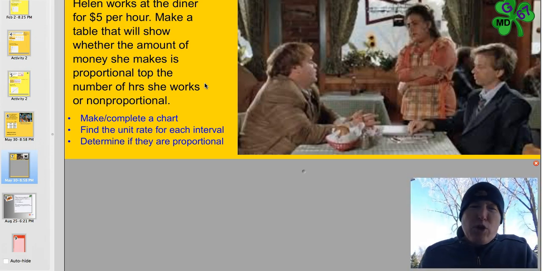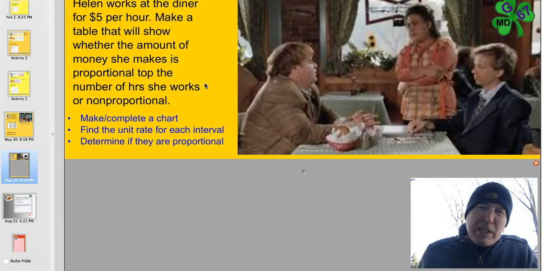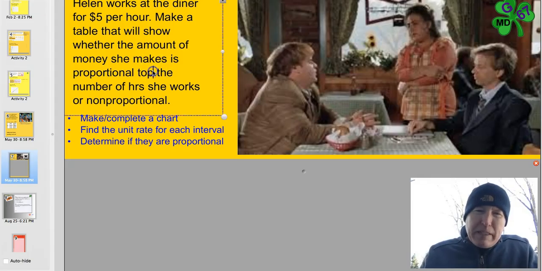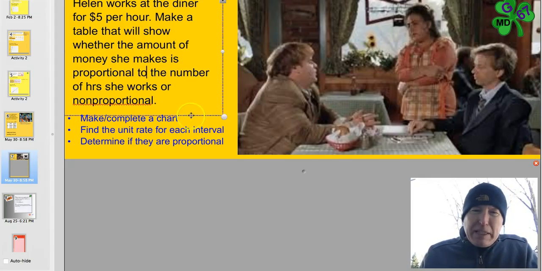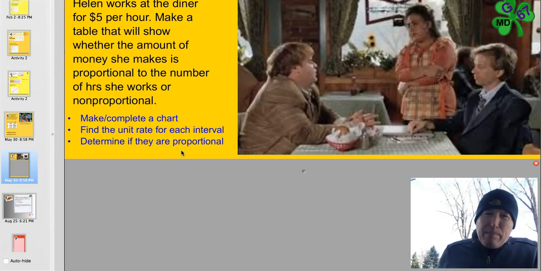Make a table that will show whether the amount of money she makes is proportional to the number of hours she works, or if it's non-proportional. I think I made a couple of mistakes there, but I think you get the idea. Go ahead, make a chart, find the unit rate for each interval, and determine if they are proportional. Go ahead.